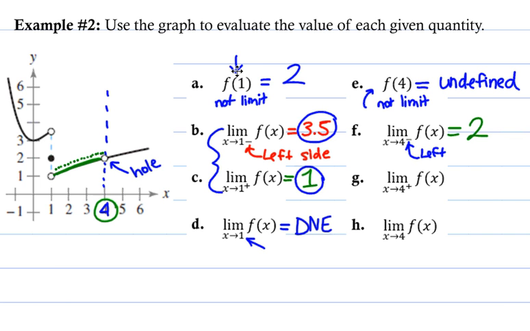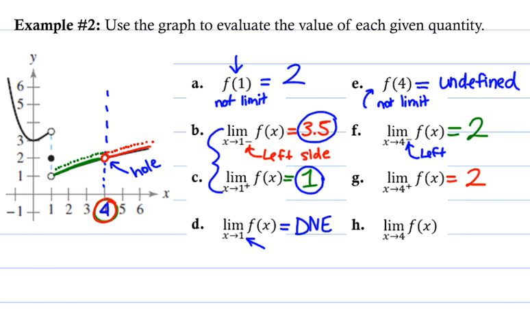From the right side, so from the right side of 4, right? This is the right side of 4. As I'm traveling along the graph and I get closer to 4, I'm approaching 4, I need to know the height. Oh, the height is still 2. So that's the limit as x approaches 4 from the right, or the positive side.